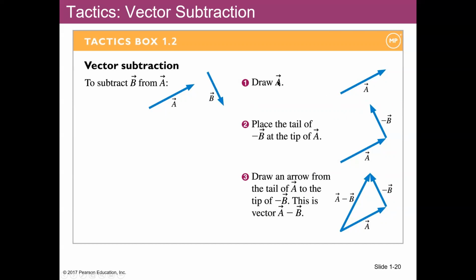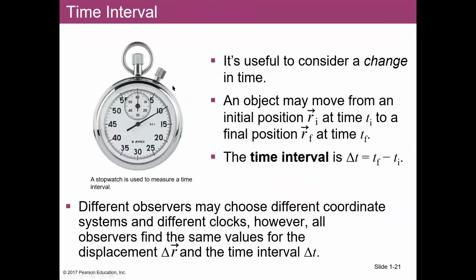So now, to do A minus B, you start again with A, but now you have to add the opposite of B. So we add a negative B, and then that triangle creates A minus B, right? Incidentally, B minus A, just the same way in the integers, is not equal to A minus B. And so this tactics box summarizes vector subtraction.